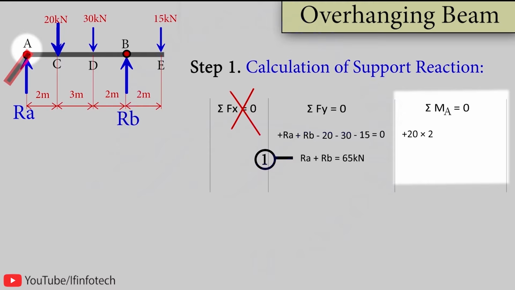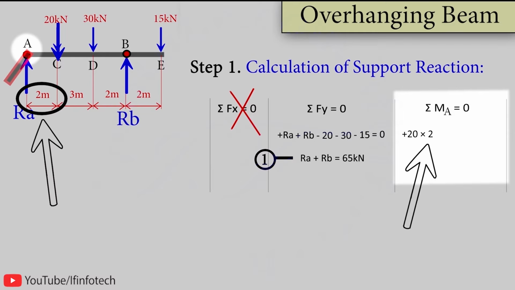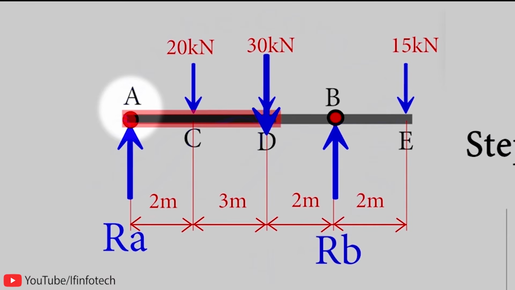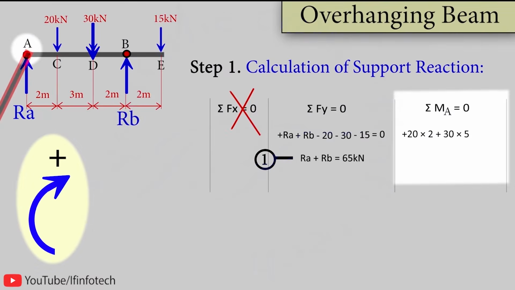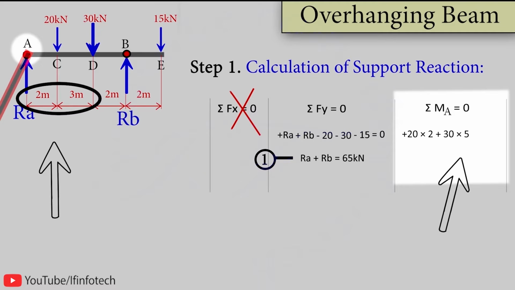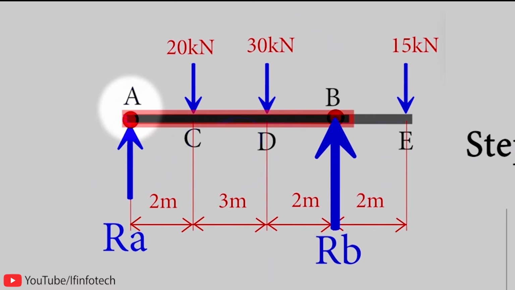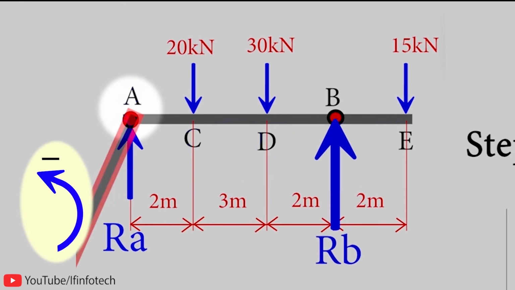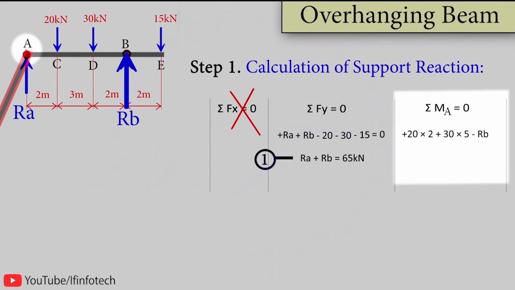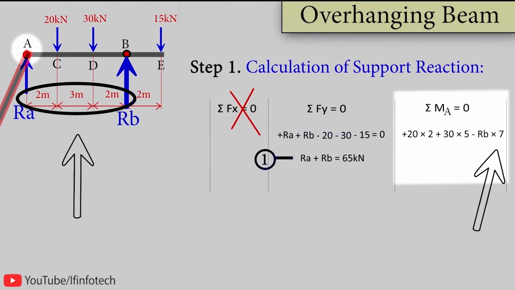Now here 20 kN load will be pushing this beam towards downward, so it rotates beam clockwise, that is plus 20 kN. Now as per decided, moment is always force into distance from fixed point. So plus 20 kN is the force into 2 meter is the distance from fixed point. And next 30 kN load will be pushing this beam towards downward, so it rotates beam clockwise, that is plus 30 kN. Multiply by 5 meter is the distance from fixed point. Now here reaction force Rb will be pushing this beam towards upward, so beam rotate anti-clockwise from fixed point, and for anti-clockwise rotation I take it as negative sign and multiply this force by distance, which is 7 meter from fixed point.